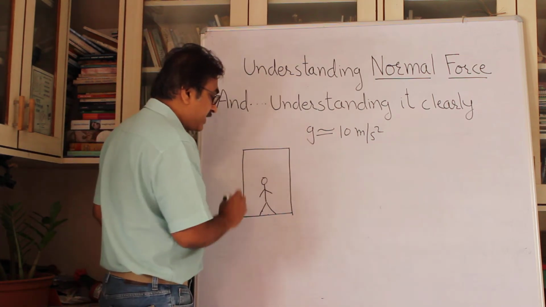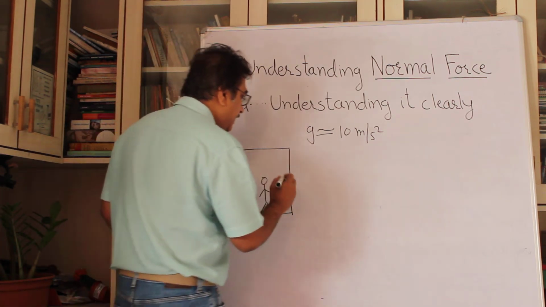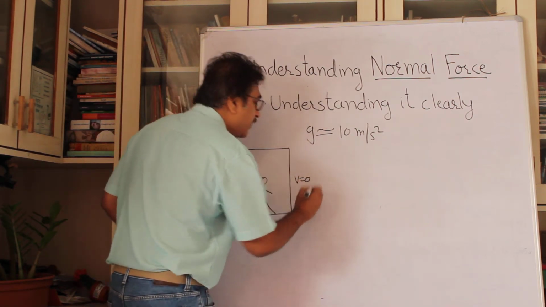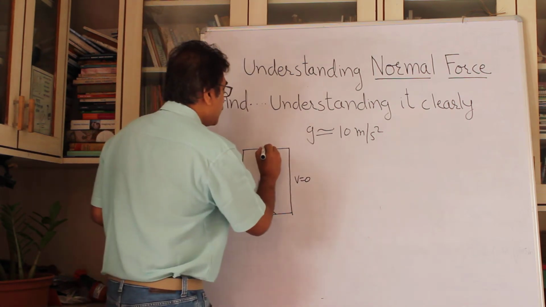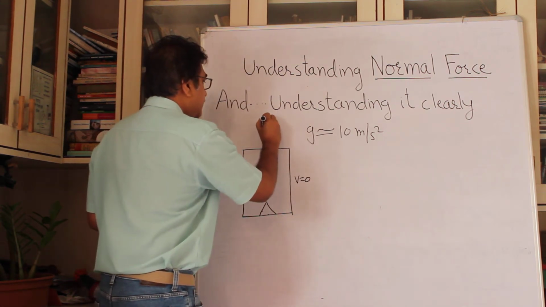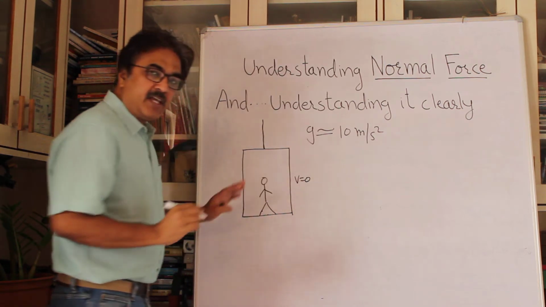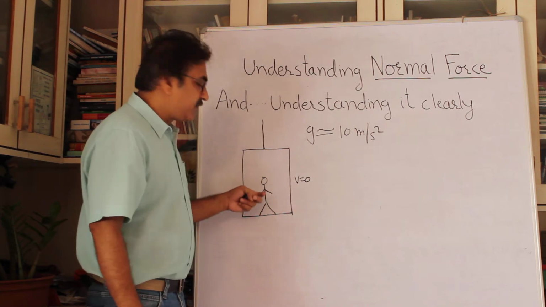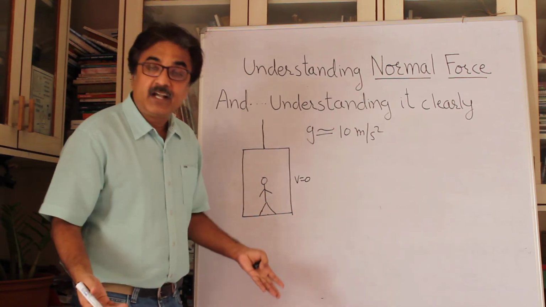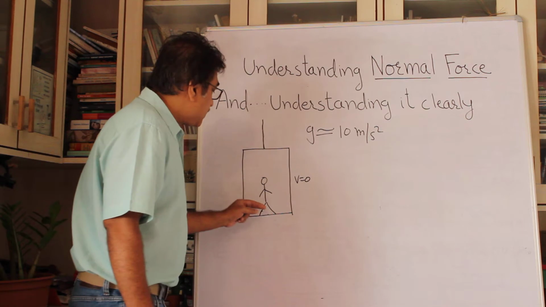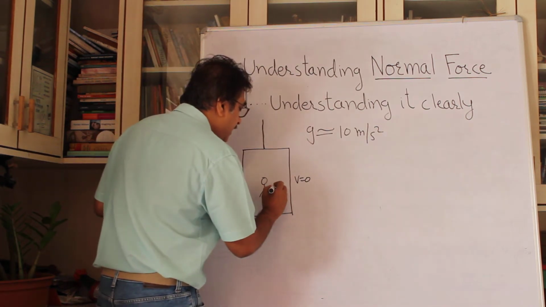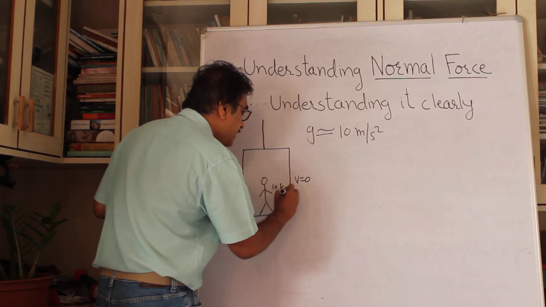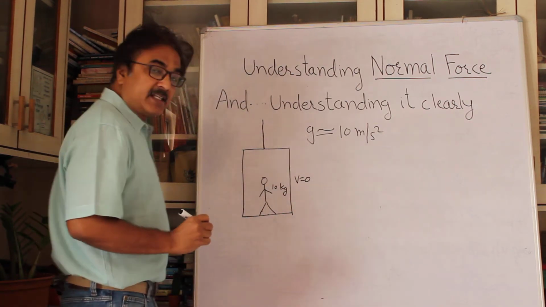Okay, so here let's assume that the lift is stationary. So this is v equal to 0. I'll show a metal rope to which the lift is attached. You can immediately say that the velocity of the lift means the velocity of this person, because the person is standing on the floor of the lift. Let's say that the person weighs 10 kg, that means the mass is 10 kg.